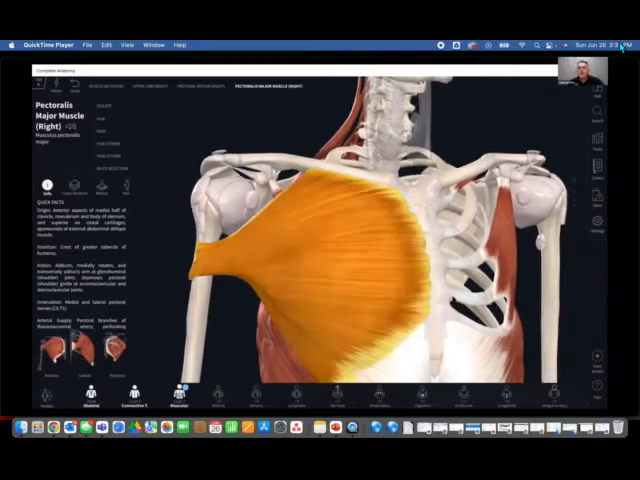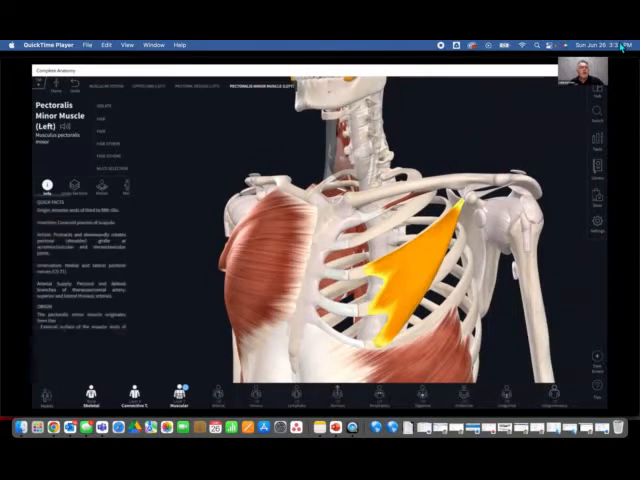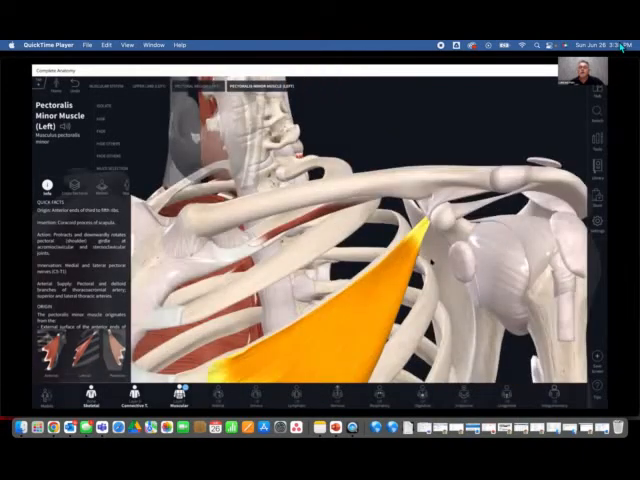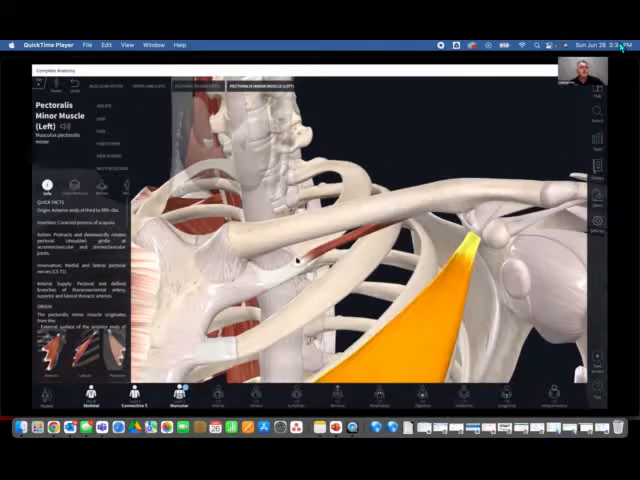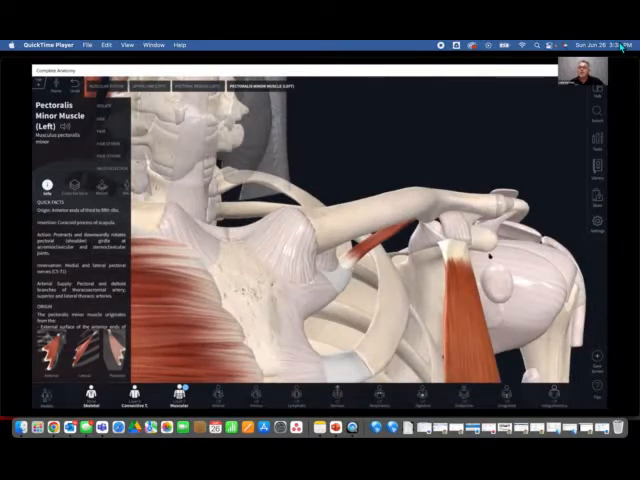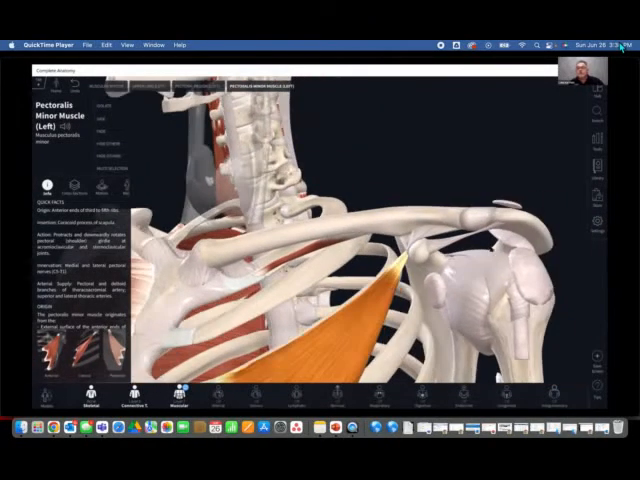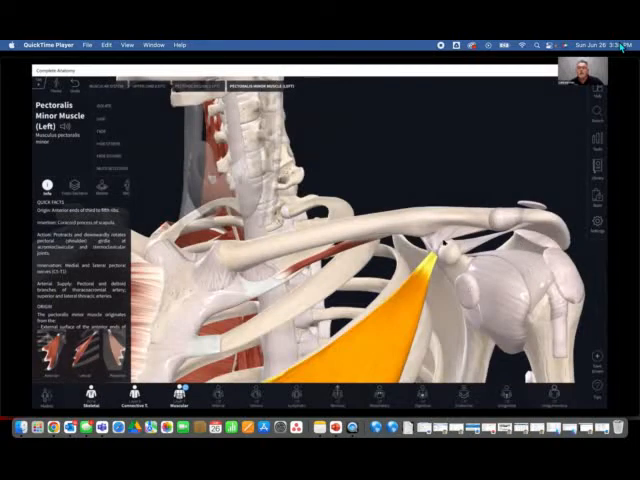We move over to Pec Minor. So on Pec Minor, origin, the anterior ends of the 3rd, 4th, and 5th ribs. And then its insertion, we'll look here, is into the coracoid process of the scapula. And notably, it is on the medial surface of the coracoid. So when you're palpating your patient and looking for landmarks, if there's say a shoulder problem going on, this coracoid process is going to be tender.